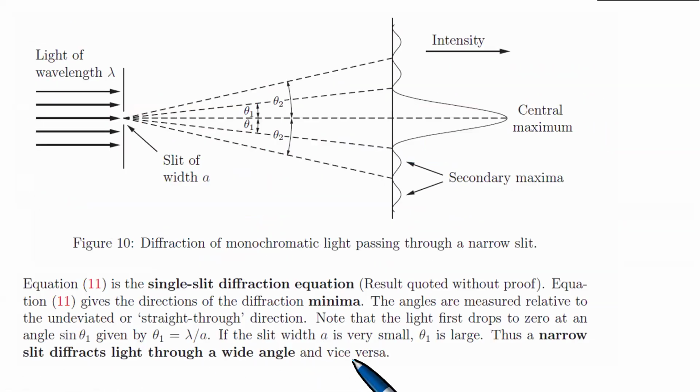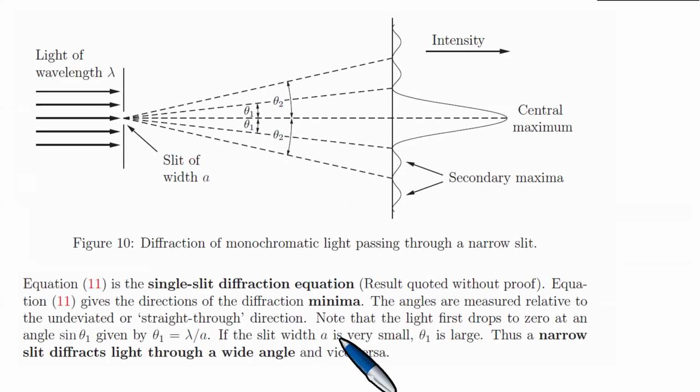Okay, let us look at the following. The light of wavelength lambda, and a slit of width a. Here is a slit. The wavelength of the light is lambda, and it goes through this particular slit, and you can really see the intensity, the central maximum, and then the secondary maxima. You see theta 2, theta 1.